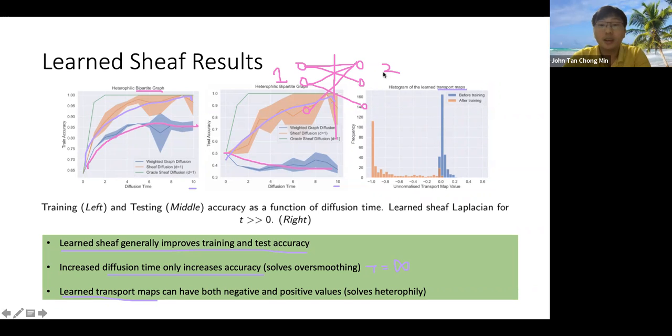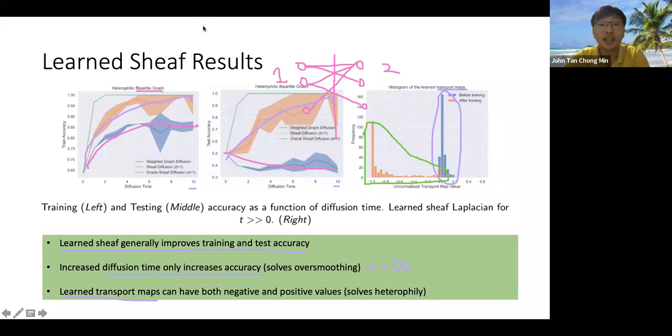Initially, before training, all the transport maps, all the mapping spaces, are very close to 0. But after that, what happens? Take a look. Can anyone tell me what happens to the transport map? Are they more positive or more negative? You want to answer? Anyone? What happens to the embedding space, the mapping? Negative. Yes, correct. More negative.